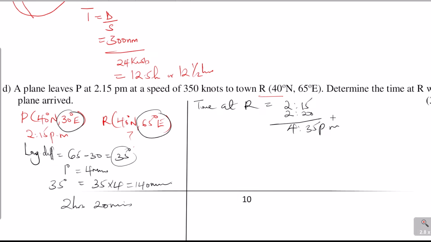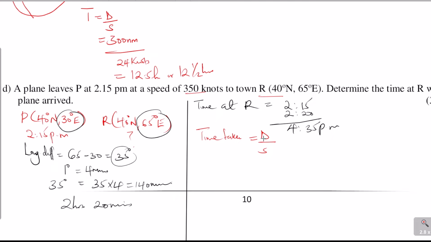Now after that, we can proceed and get the time taken to travel from P to R. We can get that time because you are given the speed. So we can begin by getting the distance taken from P to R. So for time taken, we need distance divided by the speed. We have the speed in knots, so we need to get the distance in nautical miles. So look at these two places.